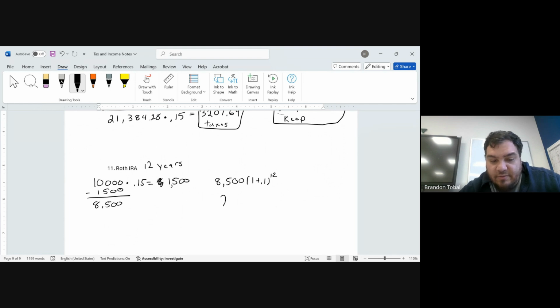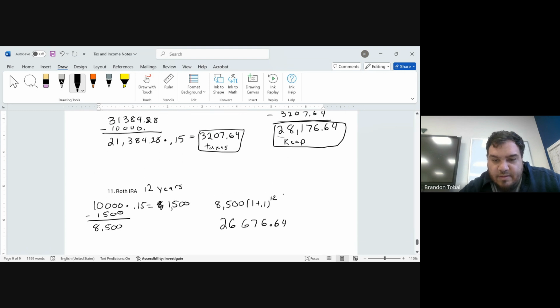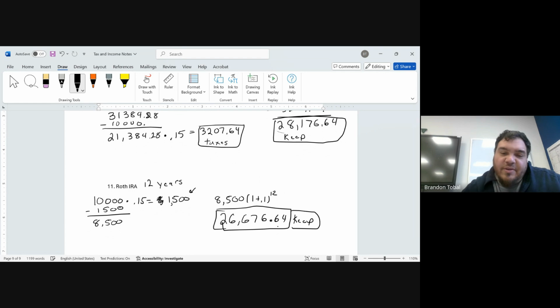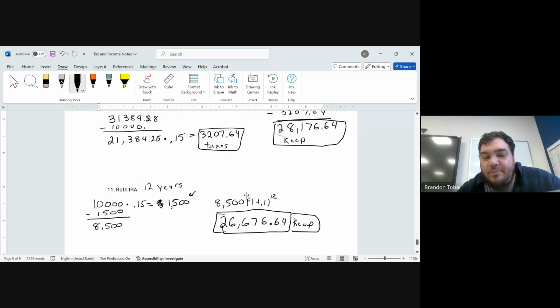So this is 26,676.64. In this situation, I don't need to calculate how much he keeps because I already paid the taxes earlier. So this money, 26,676.64, that's just how much money he keeps. Straight up. No need to do any more calculations after that, which might be nice for some people. I don't need to calculate the profit because I'm not even getting taxed on it. I'm just happy with this number. This is how much I keep.